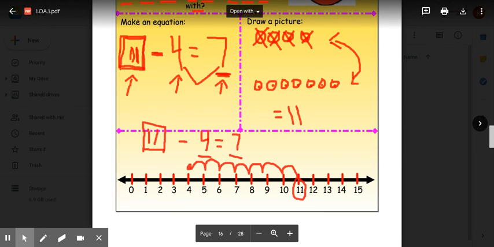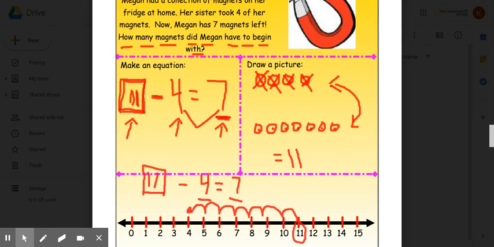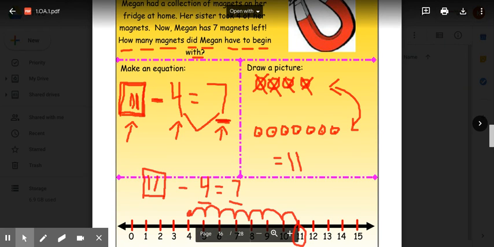All right, and that's the end of our slides for today. So you have a Seesaw activity. Once you are done with these slides, you're going to go to Seesaw and complete the math activity.